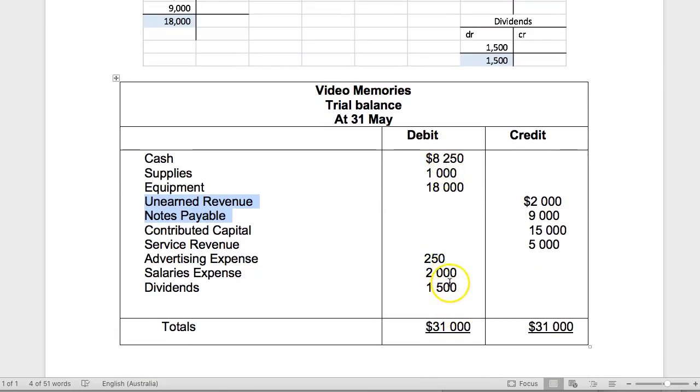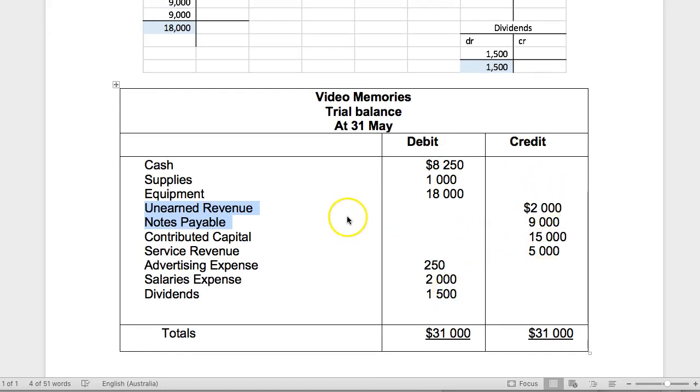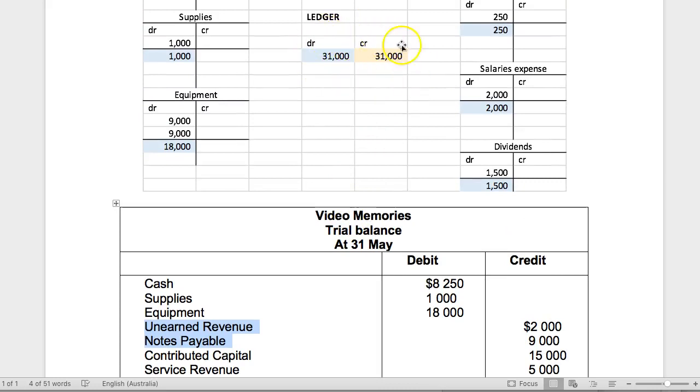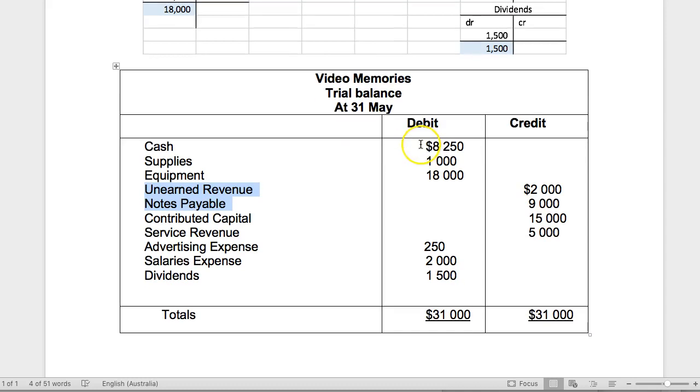When you add up your total debits, it should be equal to your total credits. Actually, it's the same number that we got when we checked in our ledger.